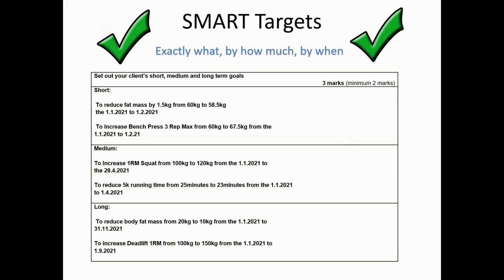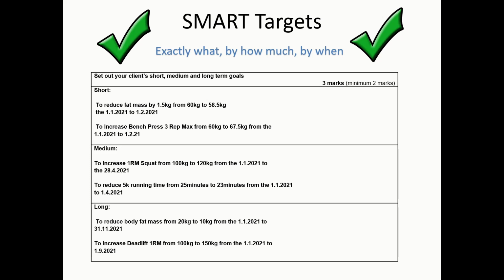Alright, so let's have a look at some SMART targets which would make the grade because they are taking care of every one of those acronyms of the SMART target, which is to be specific, to be measurable, to be achievable, to be realistic, and to be timed. Now, just to put that into a more easy and translatable way, we can see this as exactly what, by how much, and by when. If we answer those 3 questions for every one of our SMART targets, then you can pretty much guarantee that you're going to make the grade.